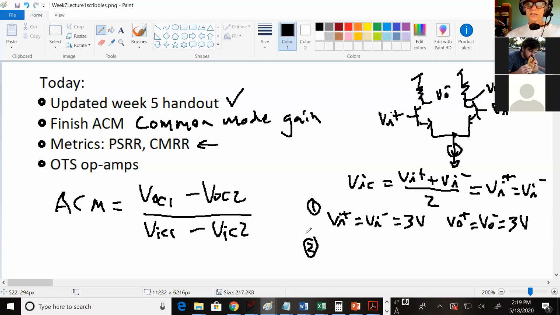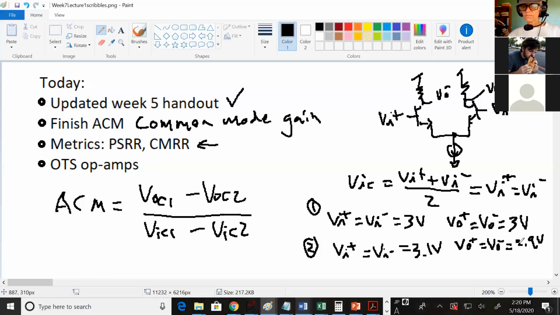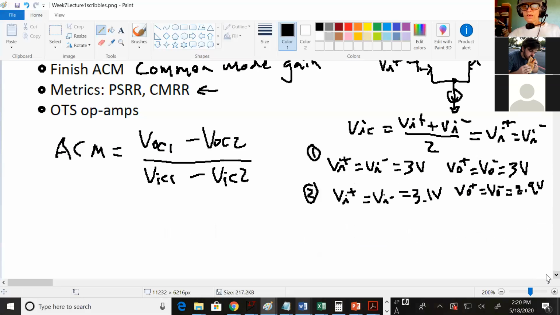So let's do that. Let's change VI. I don't know why my pen decides not to work during class. Let's go to 3.1 volts. And let's say your V out plus equals your V out minus equals, let's say, 2.9 volts. Okay, then plugging it into this equation. It's back. Okay, good. ACM.